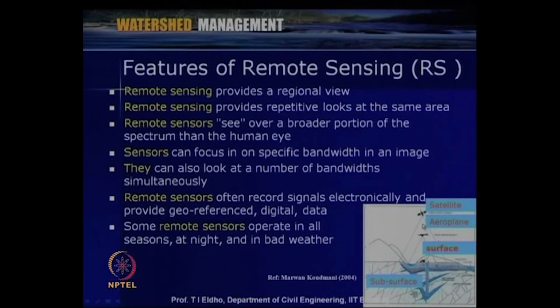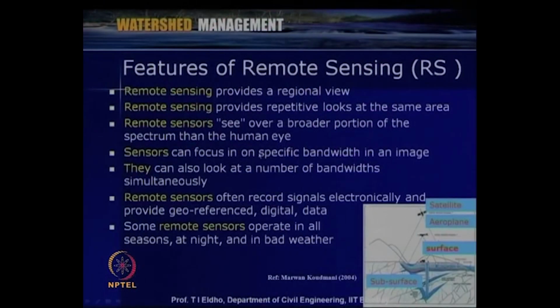That is an advantage. When we are in an aircraft, we can see a larger area, and a satellite, which is further above the aircraft, gets a much broader portion of the area. That way, at watershed or river basin scale, we can easily get the data required for various hydrological modeling or development of watershed management plans.